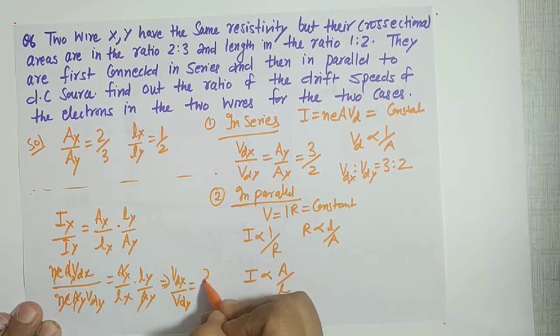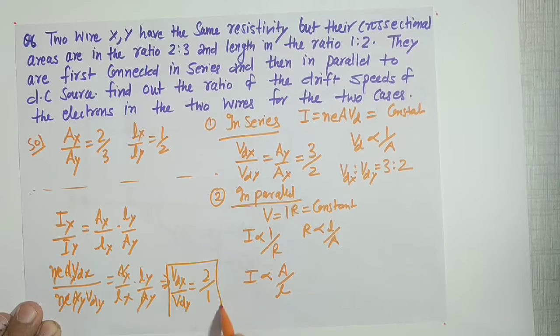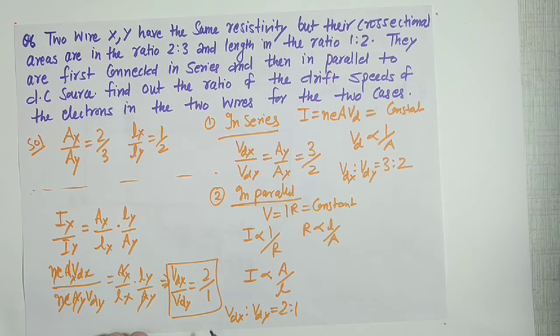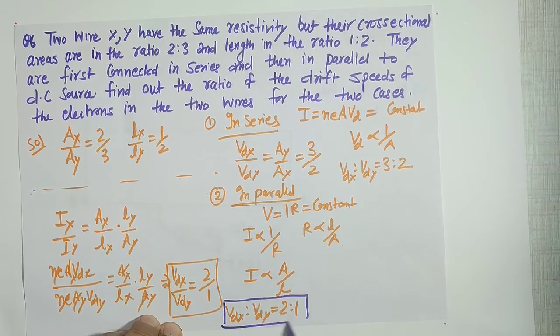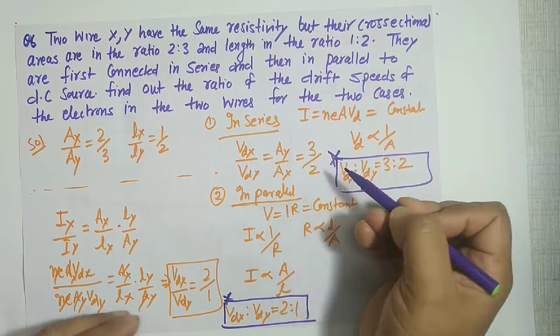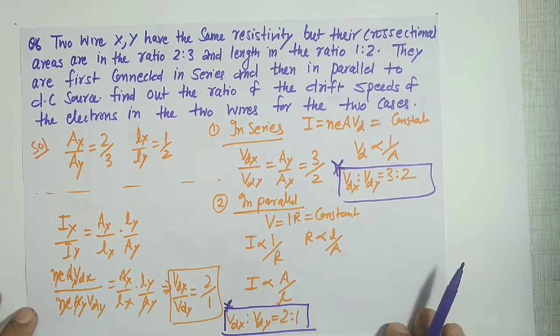So Ly by Lx is what? 2/1. So we got the answer for this case also, that the Vdx to Vdy ratio is what? 2:1. So this is the case. So one is this for the parallel and for the series is this. Got it or not? So this is how we are going to take the ratio.